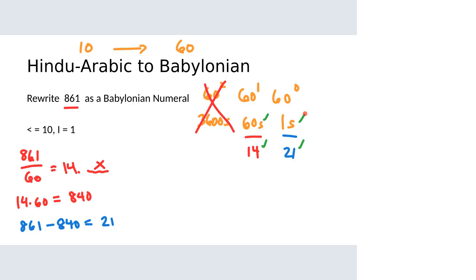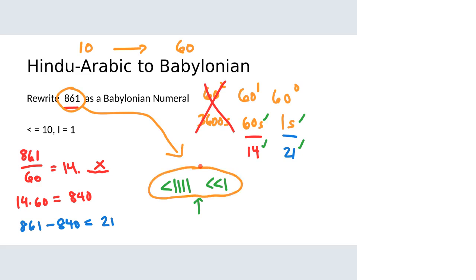Okay, to write that as a Babylonian numeral, we'll have 10, 11, 12, 13, 14, leave a space, and then 21. So if I want to rewrite 861 as a Babylonian numeral, it's going to be 14 60s and 21 ones, and that's going to look like this. Let me know if you have any questions on that one. Okay, very good.